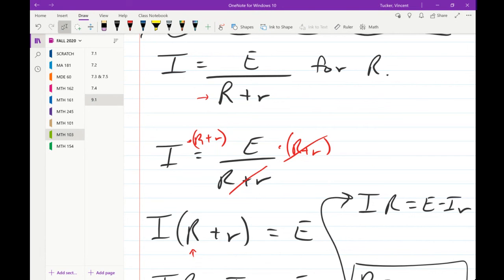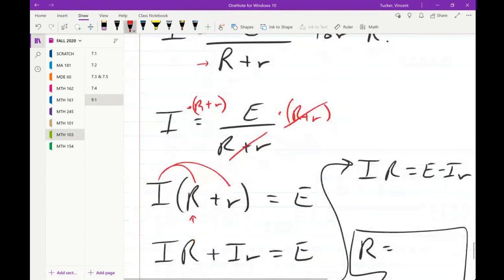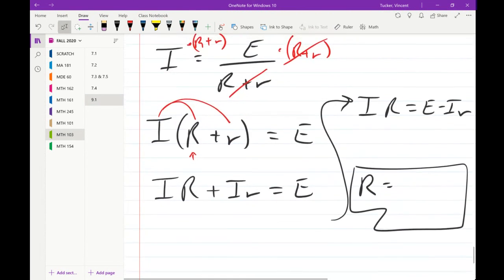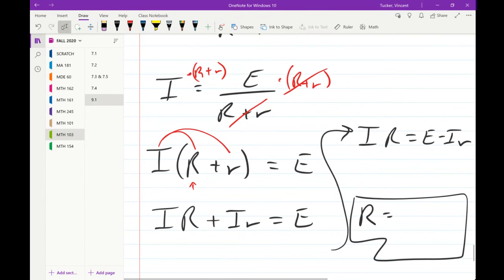All right. Still need access to R. I don't have that yet because of the parentheses, so I'll distribute. So now I have I times capital R plus I times lowercase r equal to E. Goal is still to get capital R by itself, so I will subtract I lowercase r from both sides. Now I have I capital R equal to E minus I lowercase r.